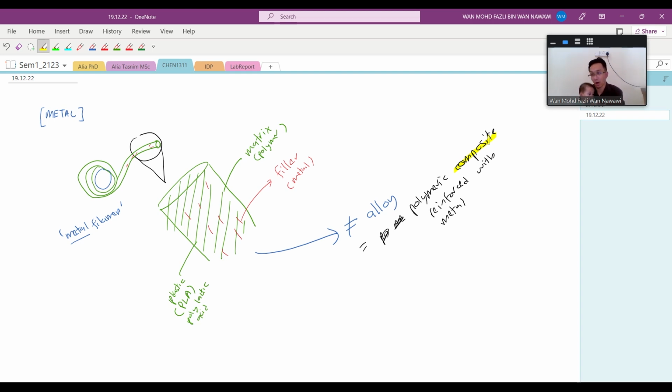You need to differentiate what is an alloy and what is a composite, because a composite's definition is also a mixture of two different things. An alloy is also a mixture of two different things, right? But in an alloy, the most important element must be metal, and that's one thing. And the second thing, the product must retain the properties of metal.